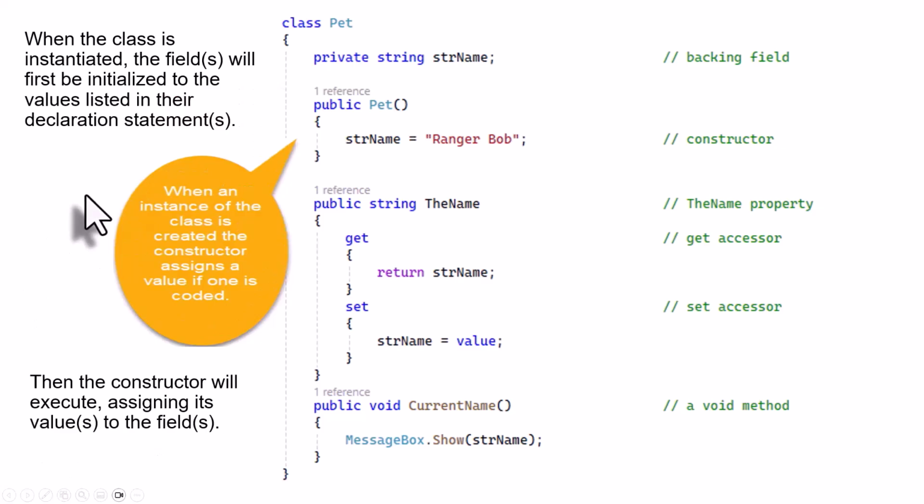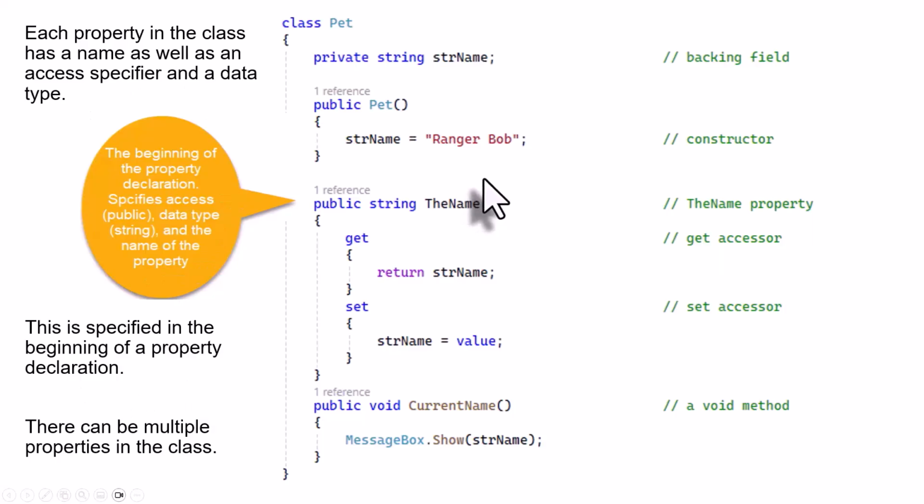When an instance of the class is created, the constructor assigns a value if one is coded. When the class is instantiated, the fields will be first initialized to the values listed in the declaration statement. Then the constructor will execute, assigning its value to the fields.